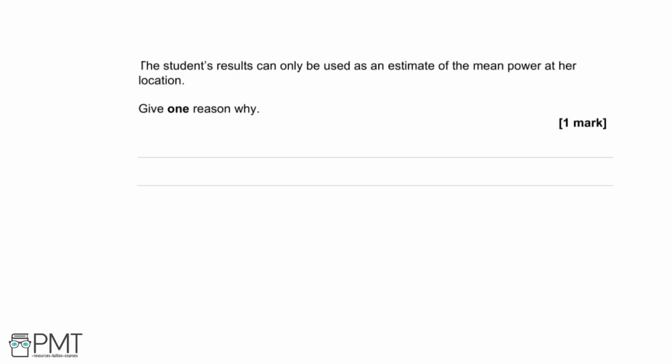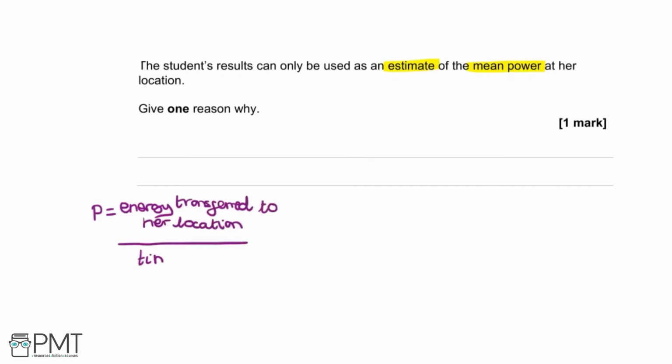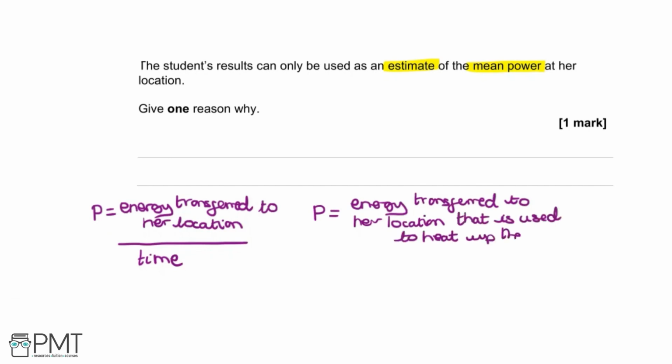The student's results can only be used as an estimate of the mean power at her location. Give one reason why. So the mean power at her location is the energy transferred to her location divided by time. However, what she calculated was the energy transferred to her location that is used to heat up the water divided by time. She calculated this using E equals mc delta theta.